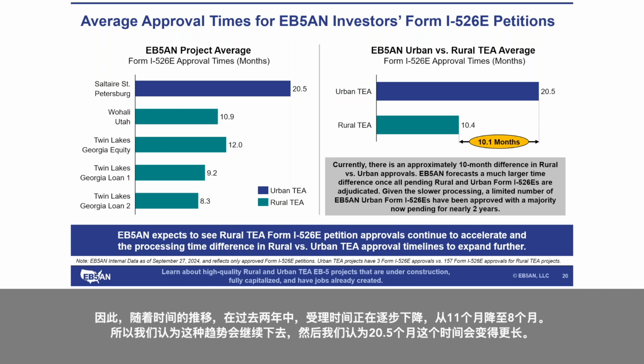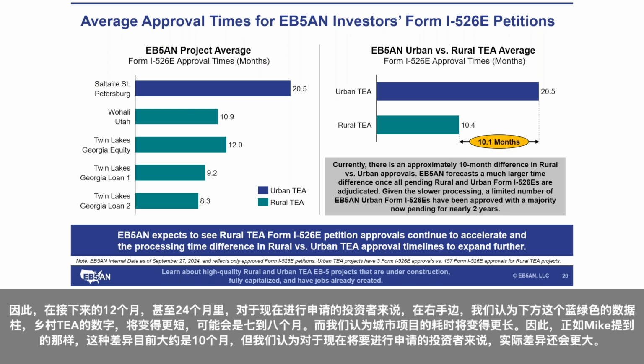So as time has gone on over the last 2 years, it's coming down from 11 to 8. So we think that trend is going to continue. And then we think that 20.5 is going to become even longer. And so as that happens over the next 12, 24 months for investors filing today, on the right-hand side, we think the teal bar on the bottom, rural TEA, is going to get shorter, maybe 7 to 8 months. And we think urban is going to get even longer. And so that difference, as Mike mentioned, which is now about 10 months, we think is a lot larger, basically, for new people filing today.